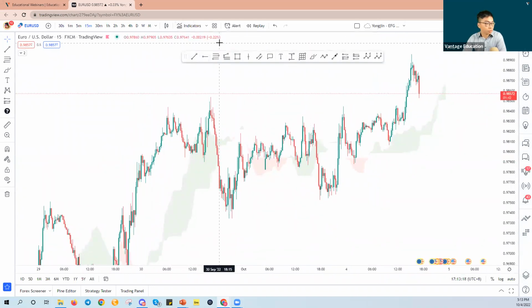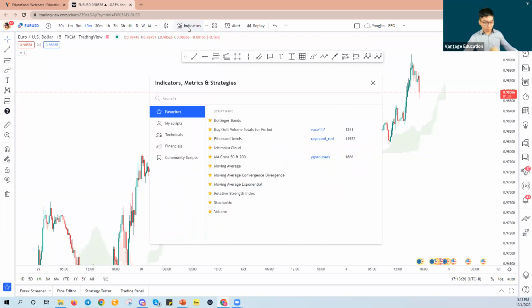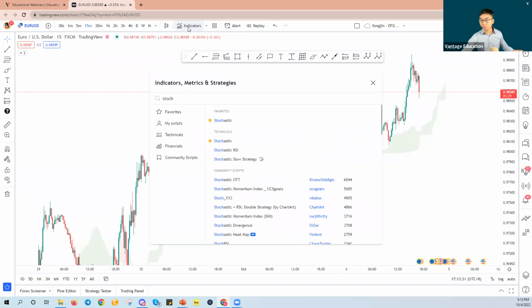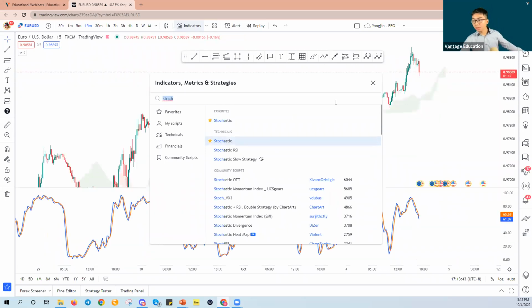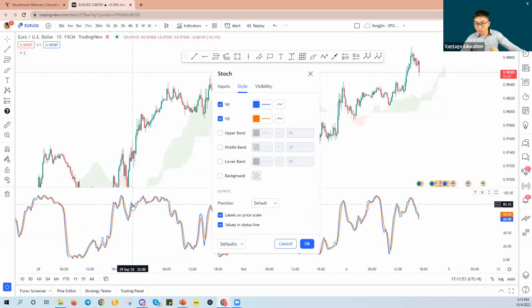First, we go to TradingView. I'm sure everybody already has that. And then we click on indicators and you type in stochastic. We can set this up together if you guys have not set it up. Once you click on stochastic, it should appear right here. You can double click on it.